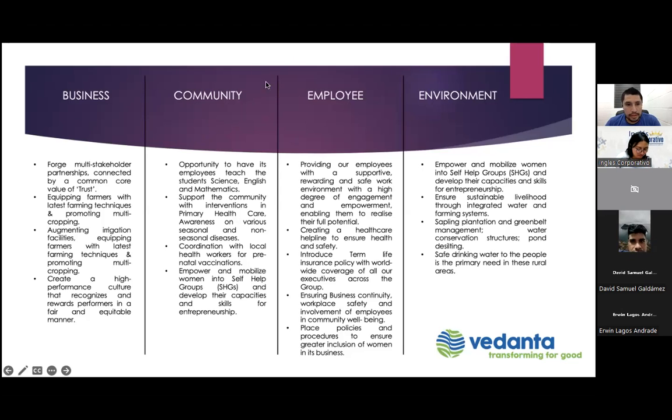There are different aspects for businesses. They have a multi-stakeholder partnership. Every project that they start as a CSR is always with a partnership. For business, they equip farmers with the latest farming techniques and promote multi-cropping. They work with farmers in the places where they are at the same time working to extract the minerals from the earth.